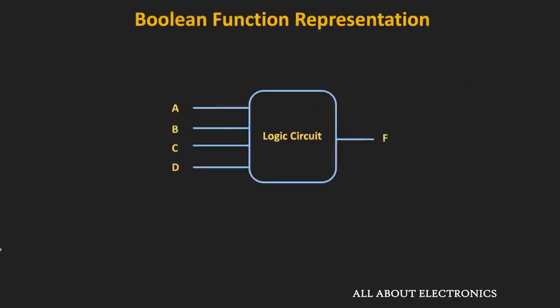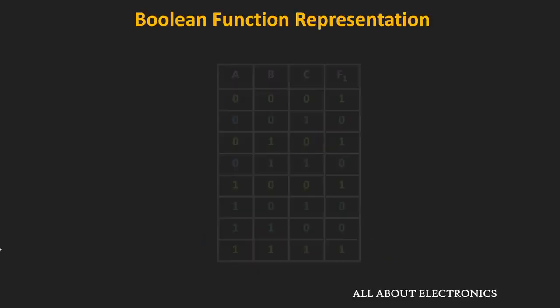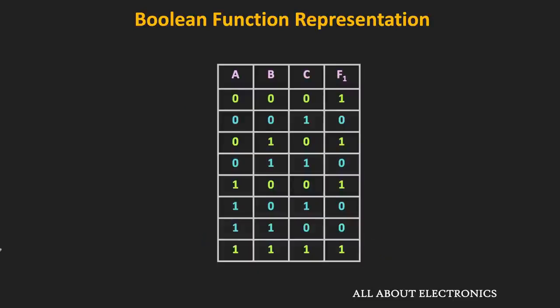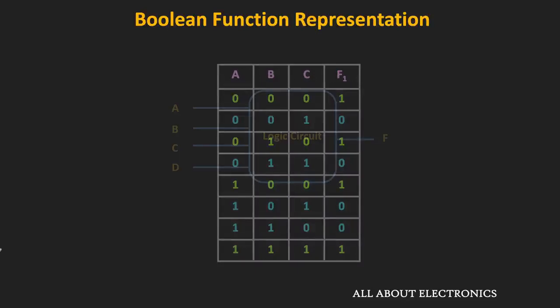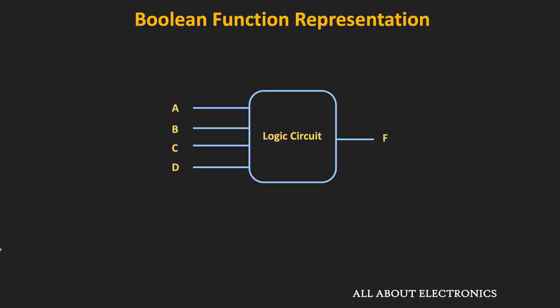So we know that in digital electronics, if we have any logic circuit, then its output is a function of the digital inputs. And the relationship between the input and output can be represented either using the truth table or using the Boolean expression. From the truth table, we can understand for what input combinations the output of the logic circuit is high. And the same thing can also be represented using the Boolean expression.